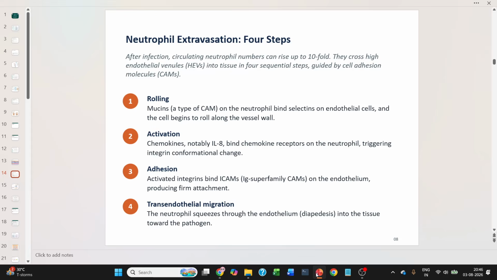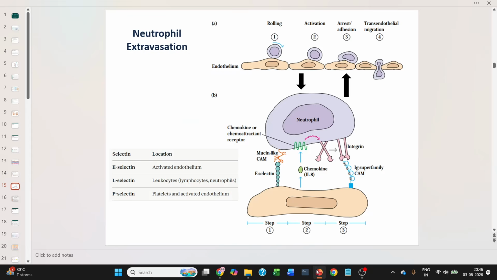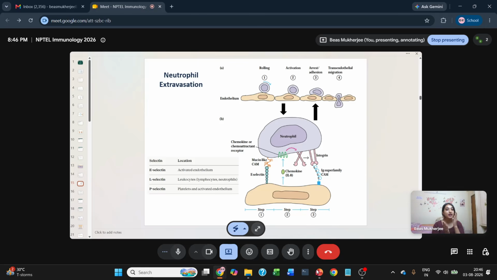So we will look at all of this in the form of a figure so that you can remember better. Okay. See, there are 4 steps. The first one is rolling. Second one is activation. The third one is arrest or adhesion. The fourth one is transendothelial migration.